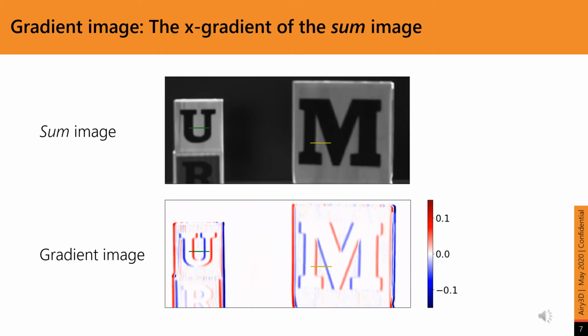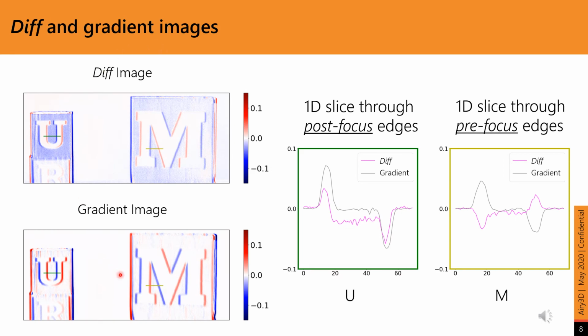Next, let us look at the gradient of the sum response along the x-axis. Throughout this presentation, we refer to this x gradient simply as the gradient image. You might observe that the gradient image looks very similar to the diff image, but as we will see in the next slide, there is a very key difference. In the diff and gradient images on the left, there is a slice through the U's and another one through the M's. On the right, we show the corresponding line plots.